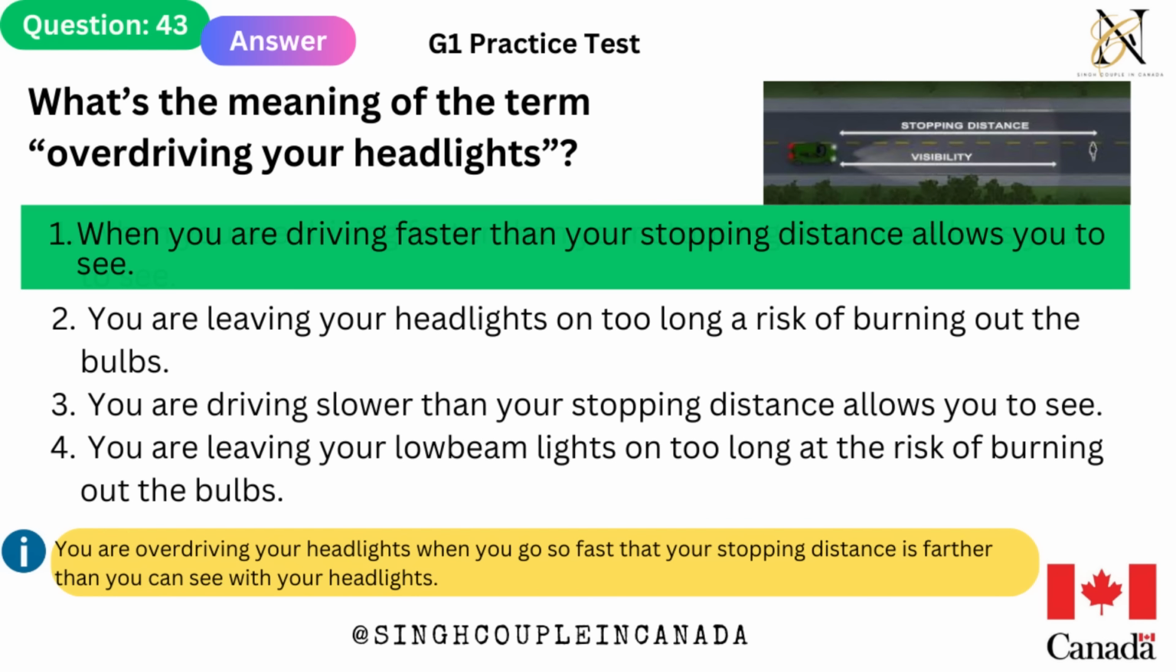The answer is 1. When you are driving faster than your stopping distance allows you to see. You are overdriving your headlights when you go so fast that your stopping distance is farther than you can see with your headlights.